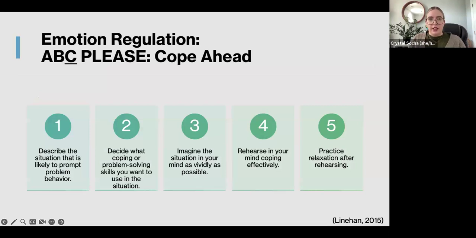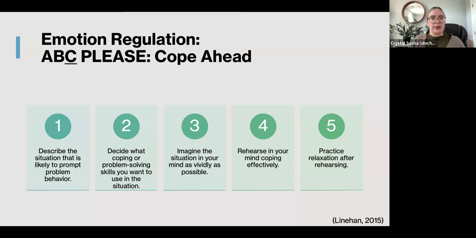Another skill here is an ABC. It's called ABC Please, but this part is the C, and it's cope ahead. And it's helping individuals to cope ahead with those difficult emotional situations. And this is almost similar if you think about creating a safety plan. It's really planning ahead for something that might happen.